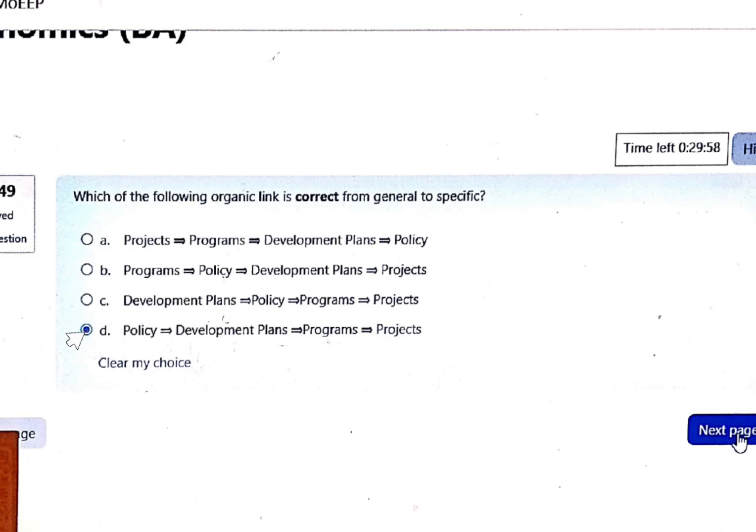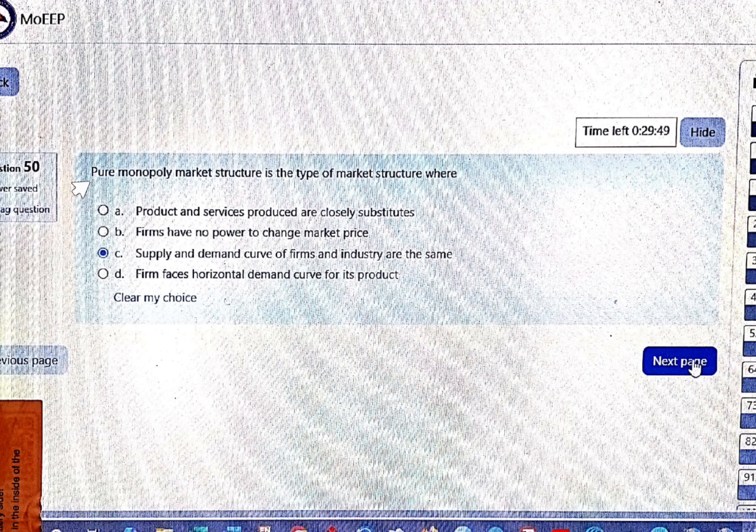Okay, the last question from today's video is question 50. A monopoly market structure is the type of market structure where: A, products and services produced are closely substituted. B, firms have no power to change market price. C, supply and demand curves of firm and industry are the same. D, firms face a horizontal demand curve for their product. The correct answer is C. Supply and demand curves of firm and industry are the same.